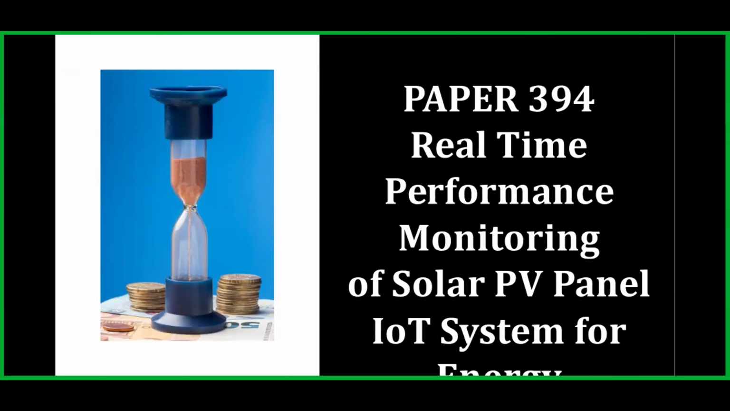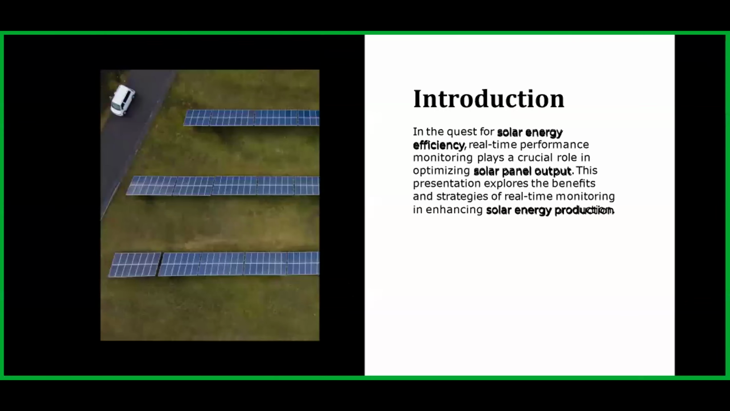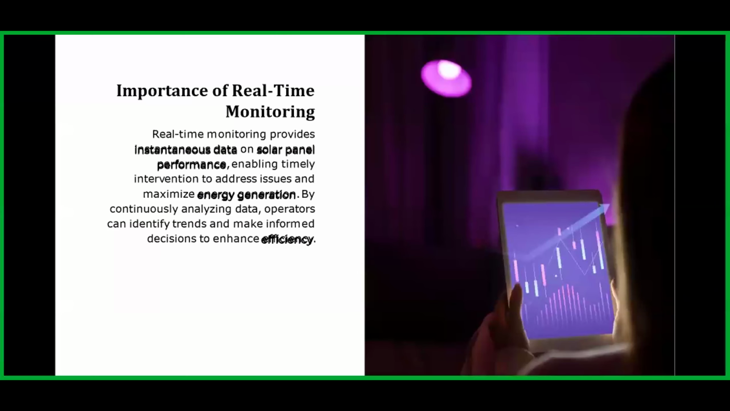Paper title: Real-Time Performance Monitoring of Solar PV Panel IoT System for Energy Optimization. Introduction. In the quest for solar energy efficiency, real-time performance monitoring plays a crucial role in optimizing solar panel output. This presentation explores the benefits and strategies of real-time monitoring in enhancing solar energy production.